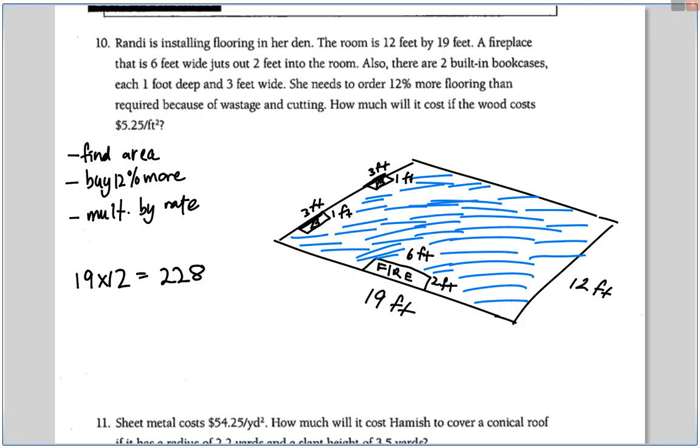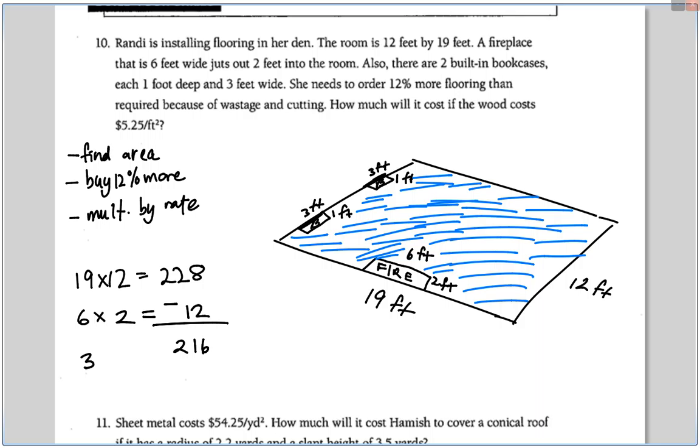So let's subtract the 6 by 2 fireplace. 6 times 2 is 12, so subtract 228, take away 12. We're down to 216.